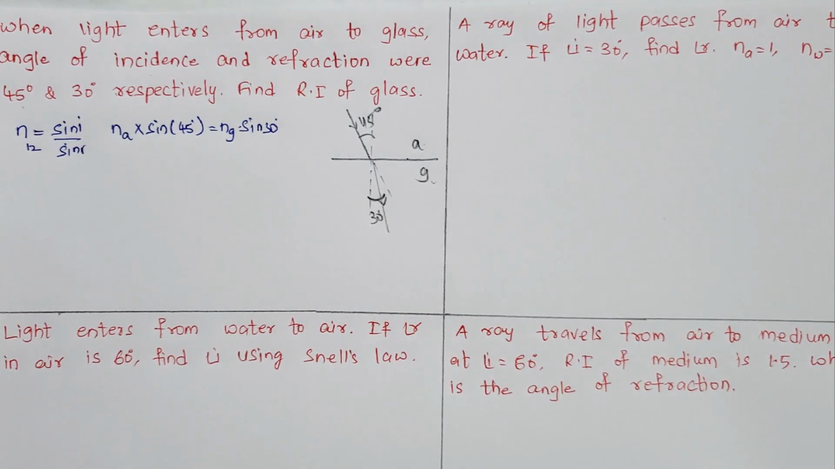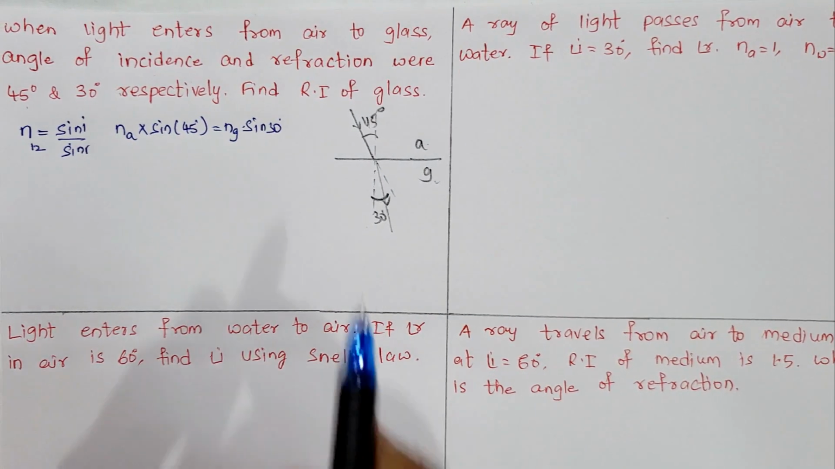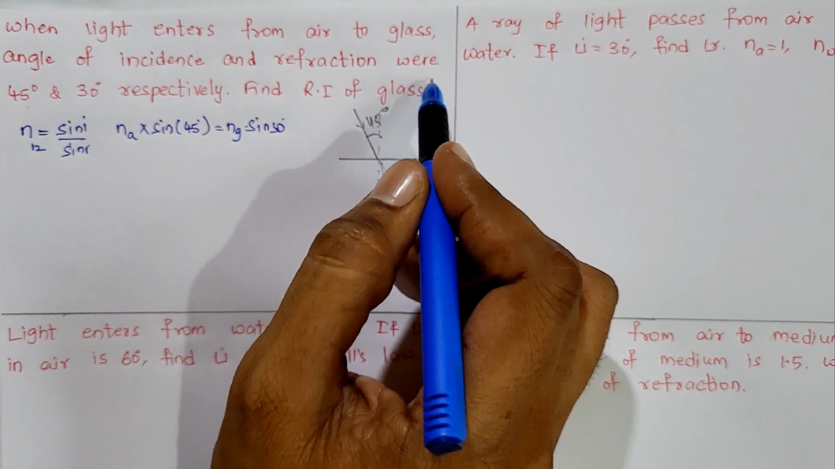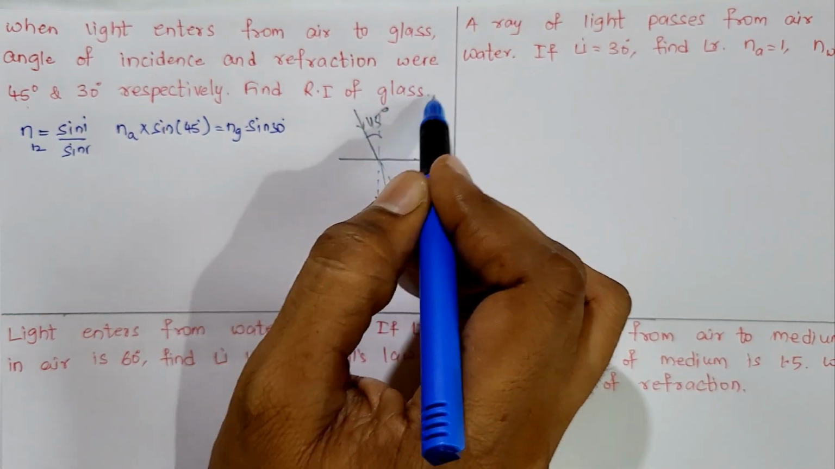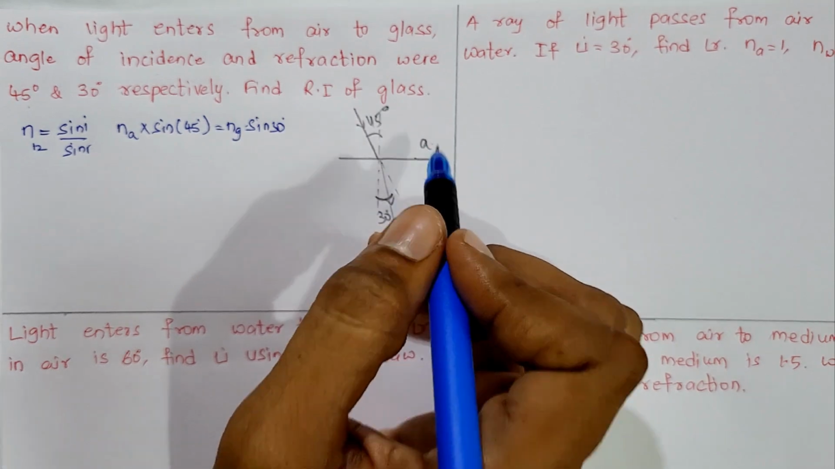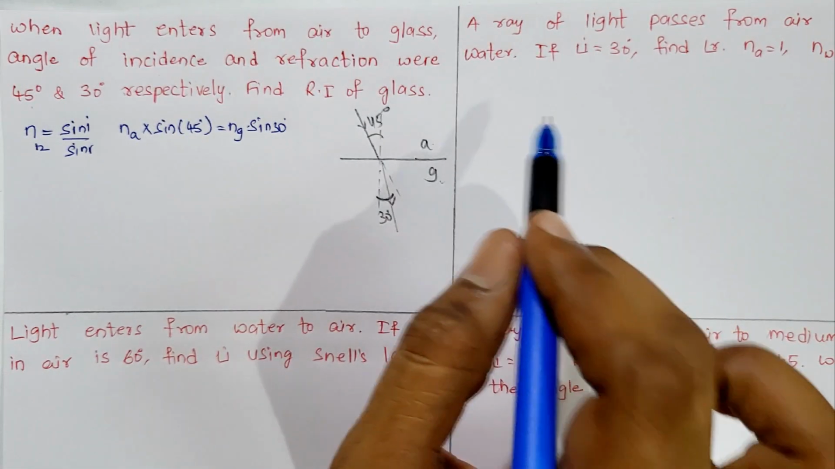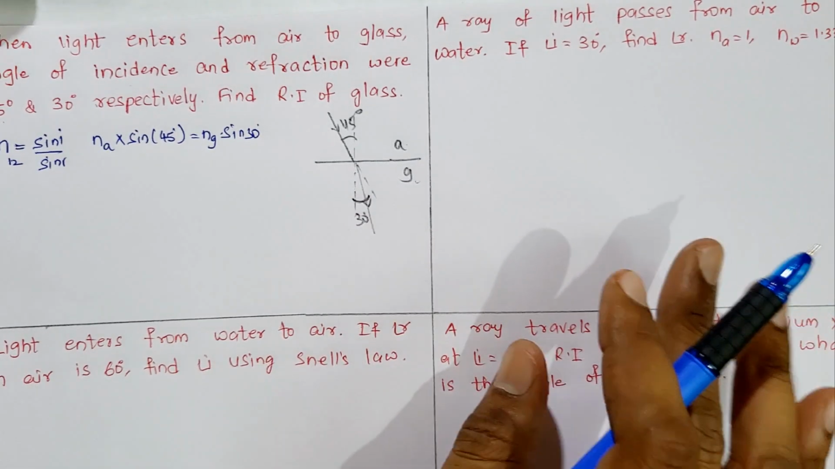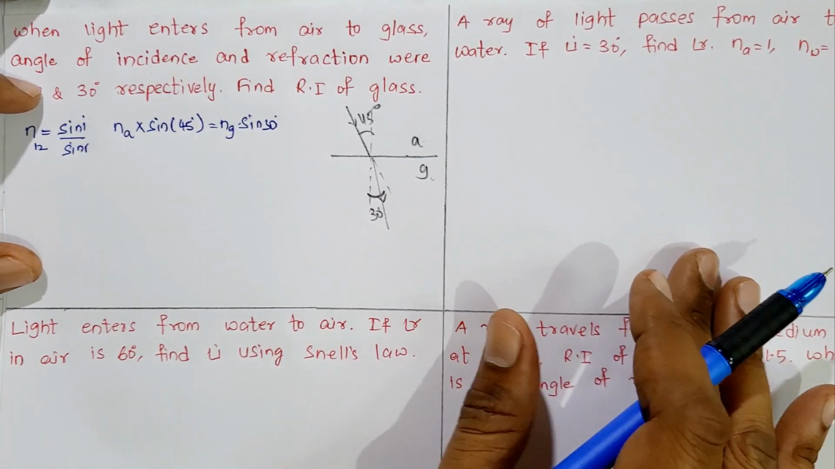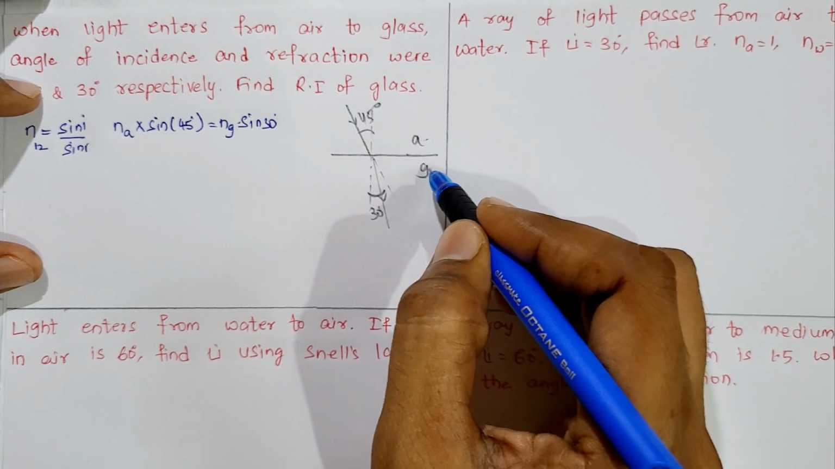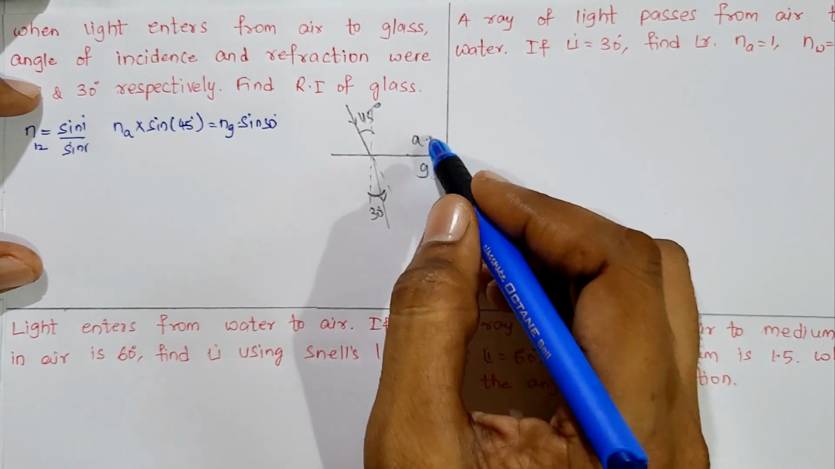Now what we have to find? We have to find the refractive index of glass. Refractive index of glass means they are measuring the refractive index of glass with respect to air. Every time there may not be the same air and glass or air and water medium. Any medium it may be. Glass and water, water and glass, diamond and water, diamond and glass, anything.